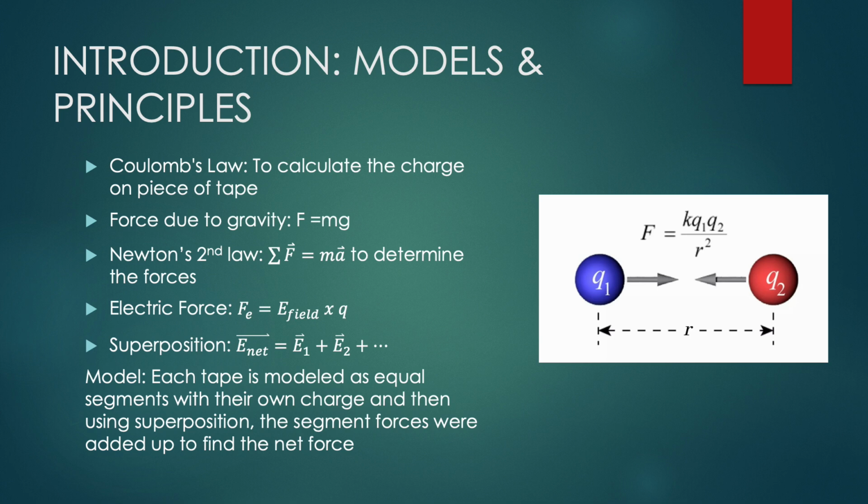The force due to gravity, F equals mg. Newton's second law to determine the two forces. An electric force, which is equal to the electric field times Q. And then superposition, which is adding up all the electric fields. And the model used was each tape is modeled as equal segments with their own charge. And then using superposition, the segment forces were added up to find the net force.